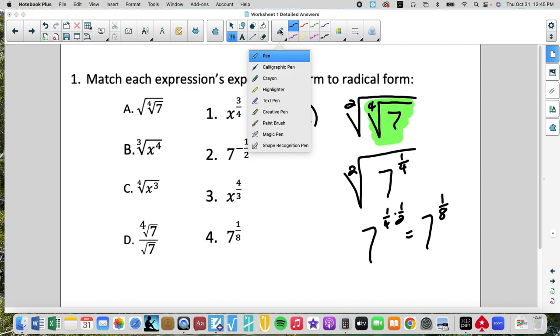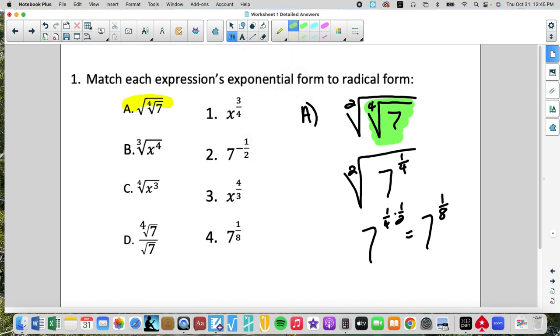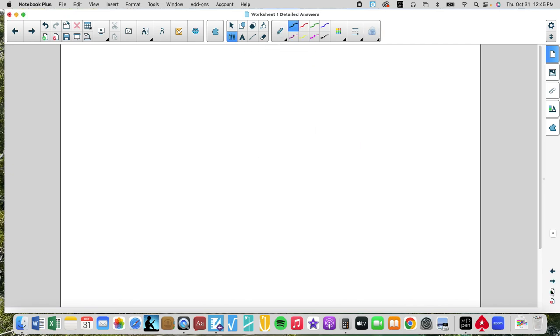So we see that's much easier as opposed to going by eyeball. You don't look at that and all of a sudden see that it's 7 to the 1/8. I'd much rather work it out. And let's do a little bit of work.